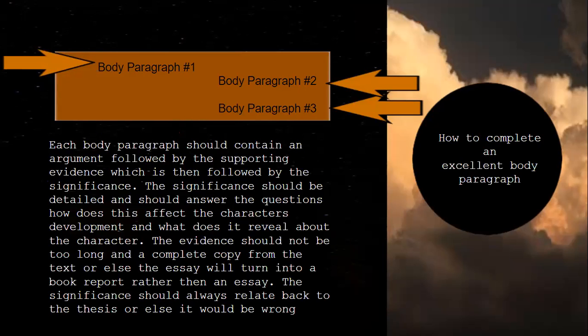How does this affect the character's development and what does it reveal about the character? The evidence should not be too long and a complete copy from the text, or else the essay will turn into a book report rather than an essay. The significance should also relate back to the thesis, or else it would be wrong. So, for example, your problem would be loss of purpose in your thesis. Your whole first paragraph, all of its significance should relate to the loss of purpose. If it does not, then your whole essay would be wrong and you would start at a 60%.